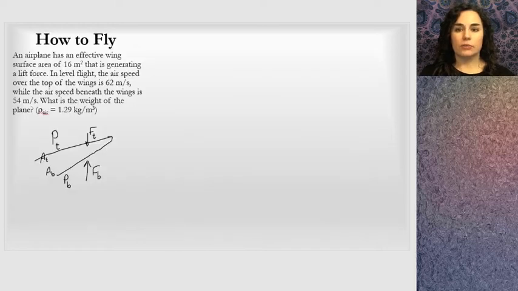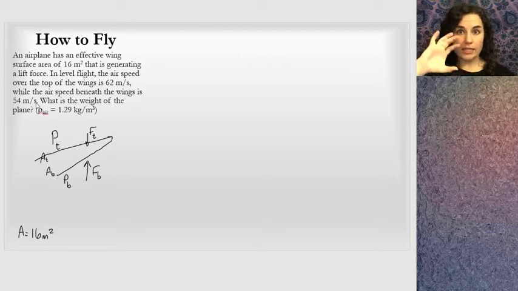Let's look at an example of how to fly a plane. An airplane has an effective wing surface of 16 meters squared. So surface area, I'm going to note that. Area is 16 meters squared. That is generating a lift force in level flight, so it's not moving upward and it's not moving downward. The airspeed over the top of the wing is 62 meters per second, and the airspeed beneath the wings is 54 meters per second.